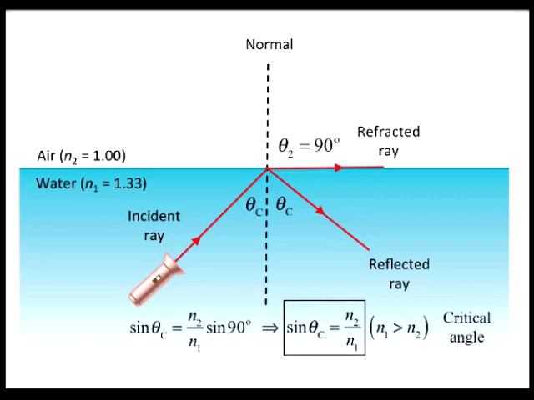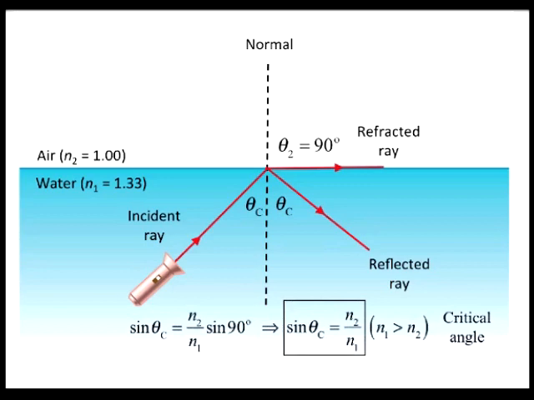Note that this is only valid for n1 greater than n2, since the sine of an angle cannot be greater than 1. This means that we can only calculate an angle of total internal reflection for the case when the light travels from a medium of higher index to a medium of lower index.